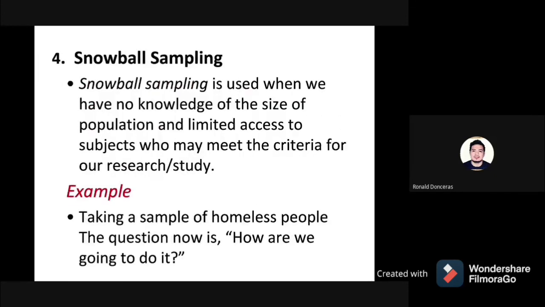And the last one, we have snowball sampling. Okay, itong snowball sampling ay ginagamit when we have no knowledge of the size of population and limitado lang po yung access natin sa subject. Okay, na pipili na natin gamitin as part of our sample and nag-meet siya sa criteria na in-establish natin. Okay, so halimbawa po, taking a sample of homeless people. Okay, the question now is, how are we going to do it? Okay, kukuha ka ng sample ng homeless people.